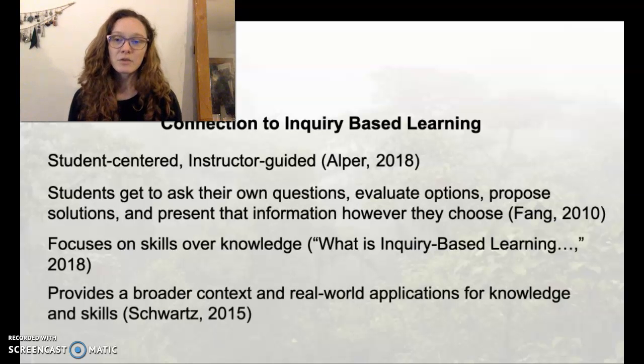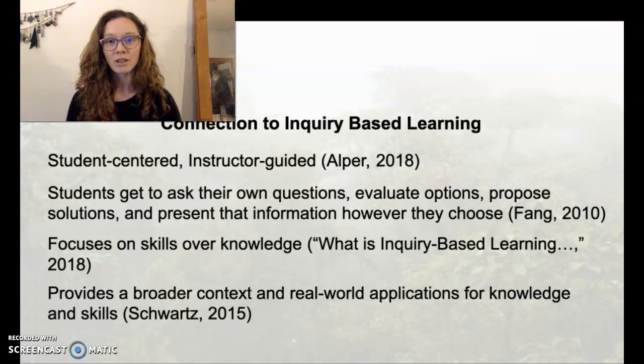And then finally, inquiry-based learning attempts to provide a broader context and real-world applications for knowledge, as well as skills. So in this project, maybe not every single one of them will come up with something that has a real-world application, but I'm hoping that I will be able to give them enough guidance that they can produce something that feels authentic, something that has some connection to their community, to their lives, something that gives them that broader context that makes learning meaningful.